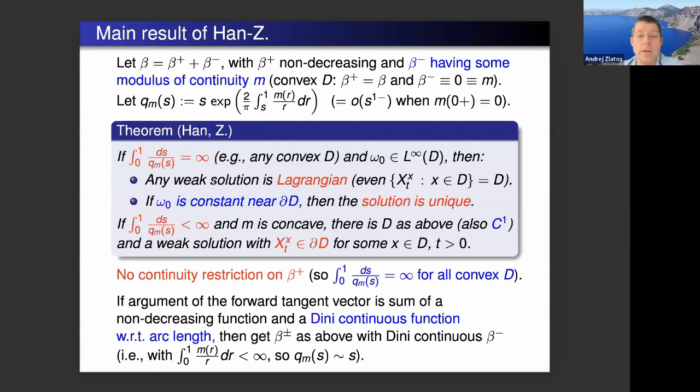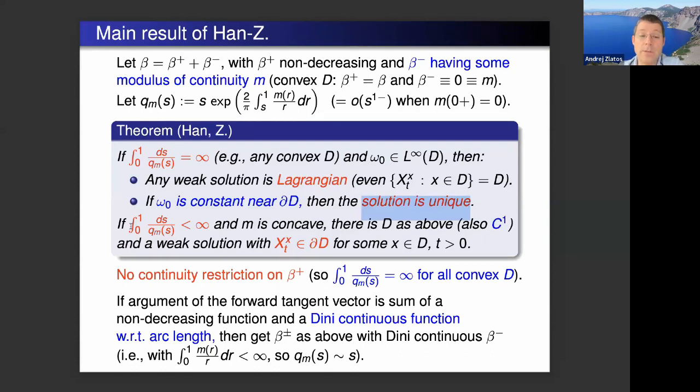And so the statements are any weak solution is Lagrangian. And in fact, more, none of the particle trajectories can reach the boundary in finite time, not just full measure, or not just zero measure can reach the boundary in finite time. And if the initial condition is constant near the boundary, then the solution is going to be unique. So solutions are Lagrangian and actually unique.